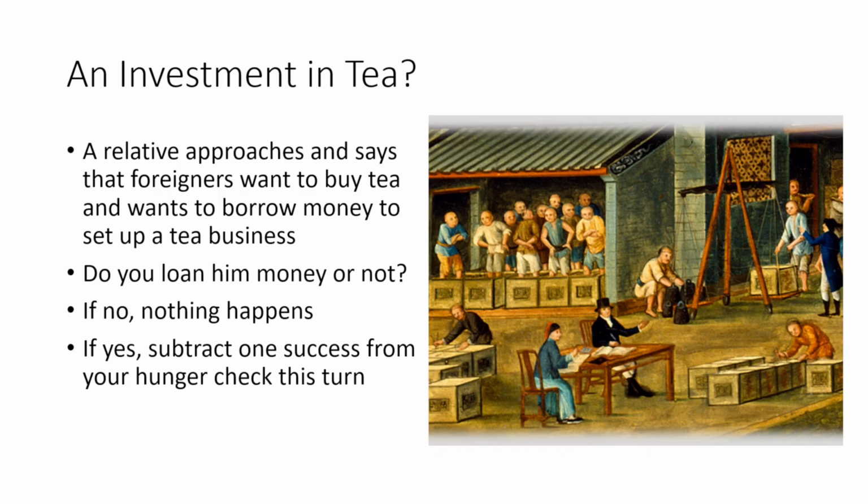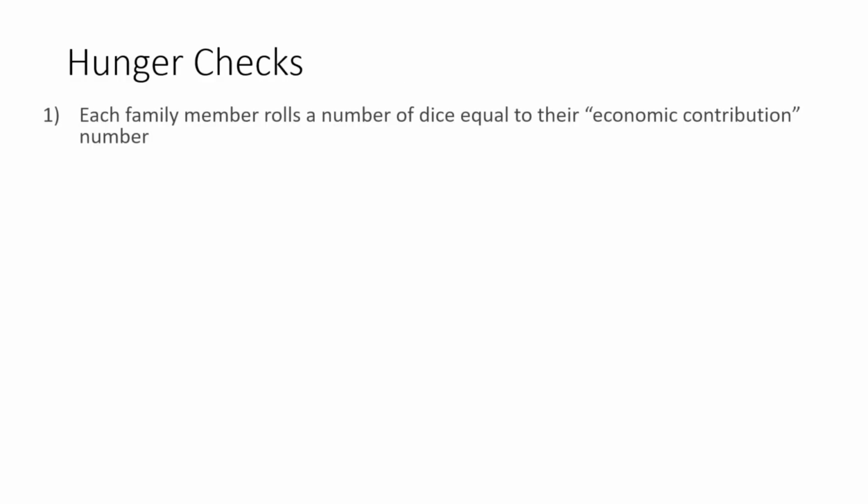So we'll now make our first hunger check. And this is one where the instructor may want to work closely with the students to make sure they see how it works. People catch on to this very quickly, but it does take a little bit to catch on. So each family member rolls a number of dice equal to their economic contribution number. All right, so each one of you has a character or characters. You roll those dice.